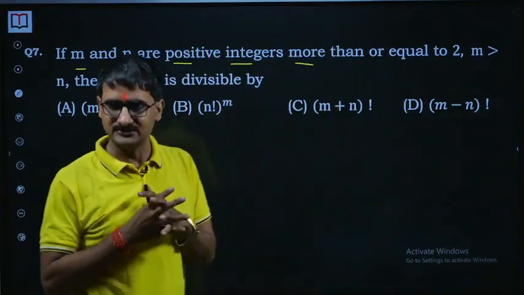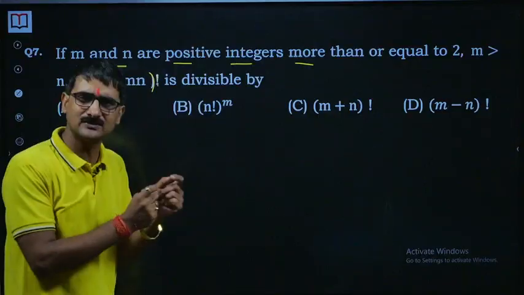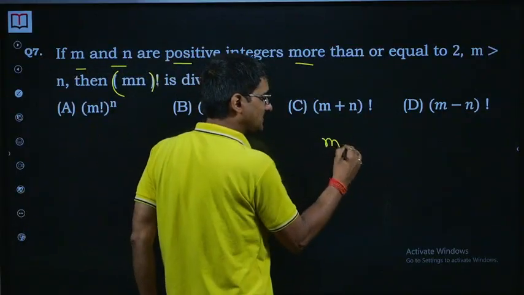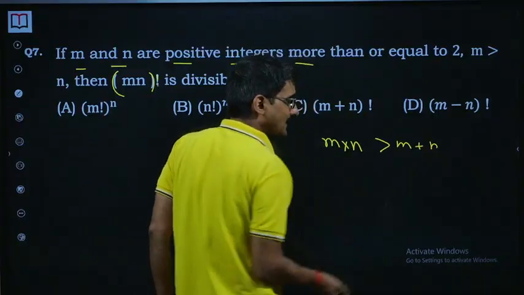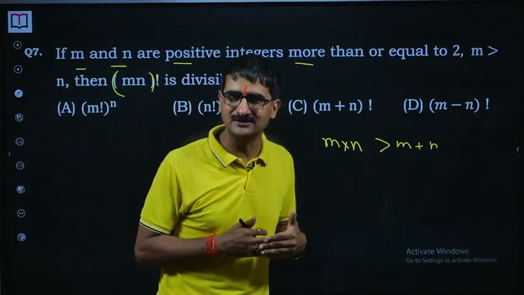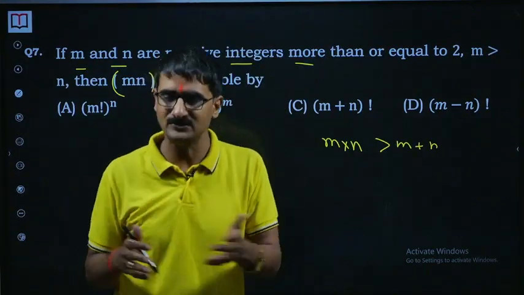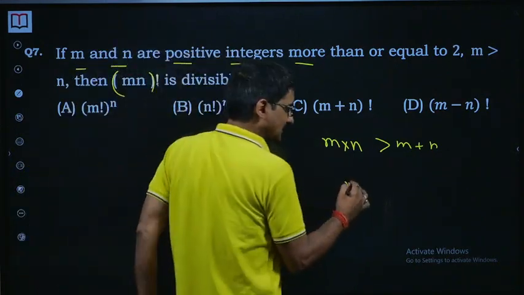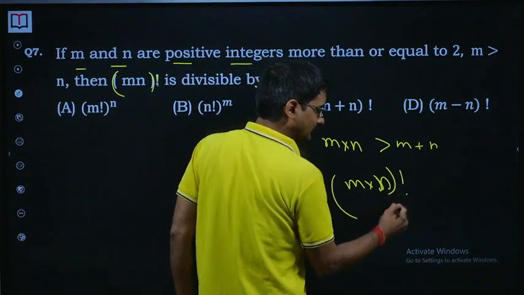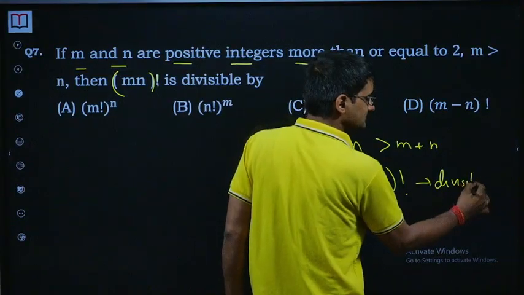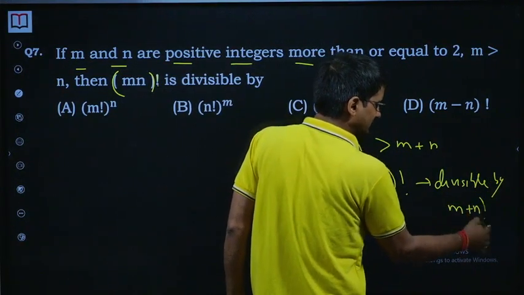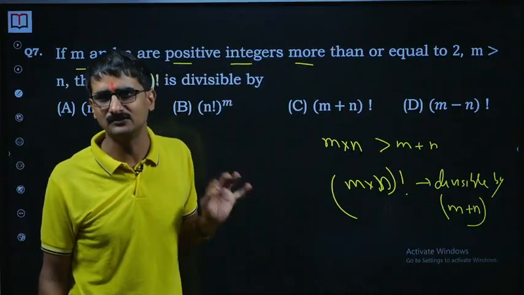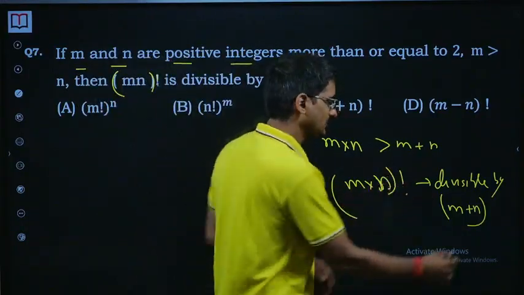So I picked up this question just to discuss one very small thing. Of course, when m and n are both greater than 2, m into n is greater than m plus n. And since m into n factorial, if n is like 7, is greater than 5, when you write 7 factorial, you include 5 factorial: 7 into 6 into 5 factorial. So m into n factorial will definitely be divisible by any number which is less than or equal to m into n for sure. So it's divisible by m plus n factorial also, no doubt about it.